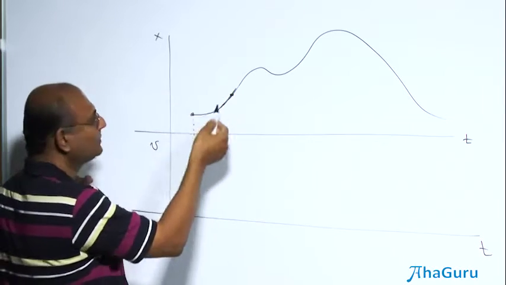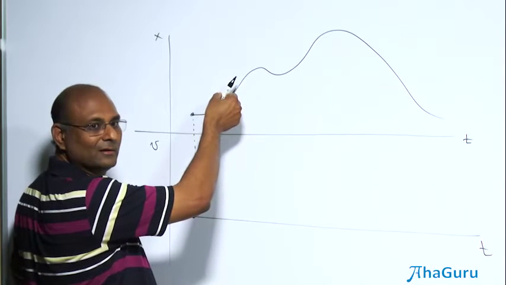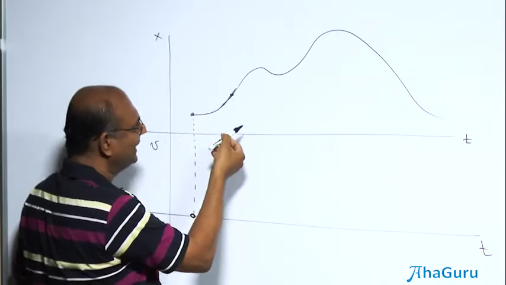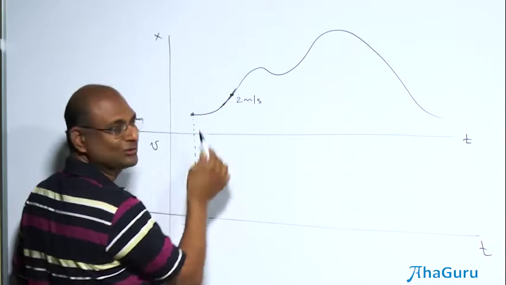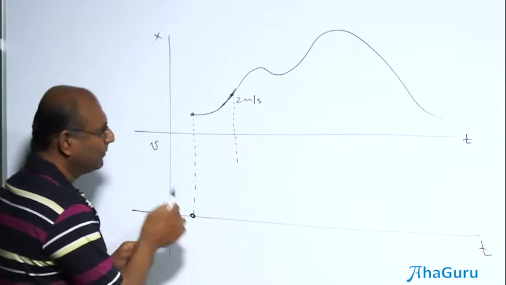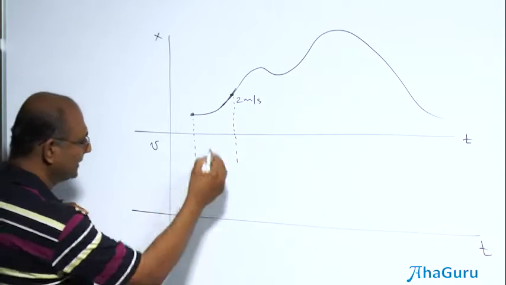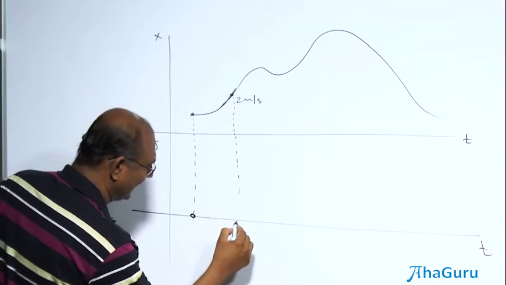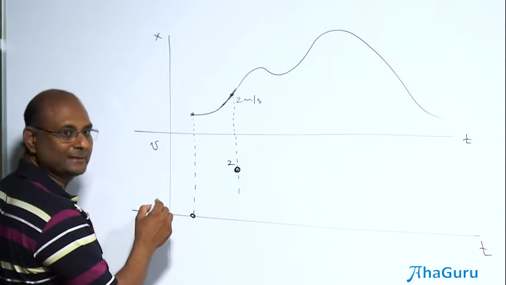Correct? So let's come up with some number for it. 0, what number do you want? 2. That's the high number. Okay, we'll call it 2. 2 meters per second. If that is the slope, then at this point, what do you think about this velocity? It is now 2. So at this time, the velocity is 2 meters per second.